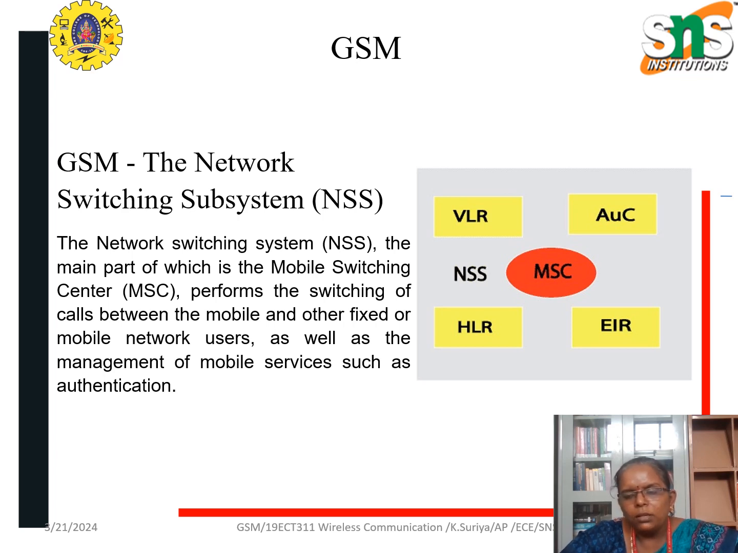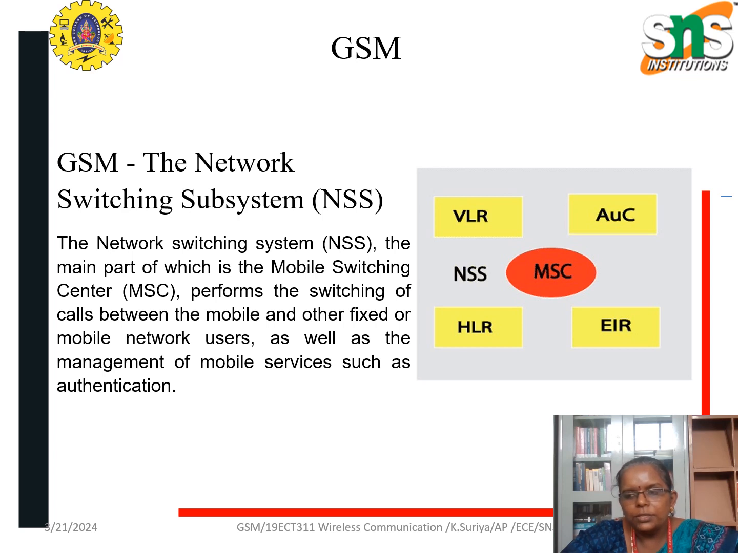It consists of all the information about the user, like the IMEI number, IMSI number, what subscription the user has subscribed to, and what services he can use. The entire information, location, address, all these things will be stored in the home location register.